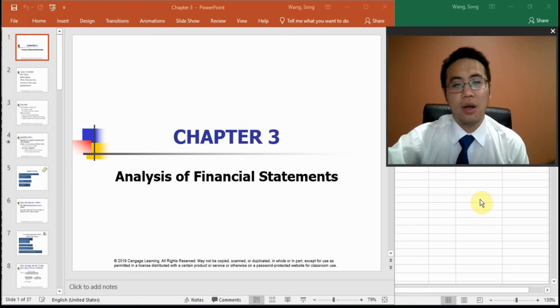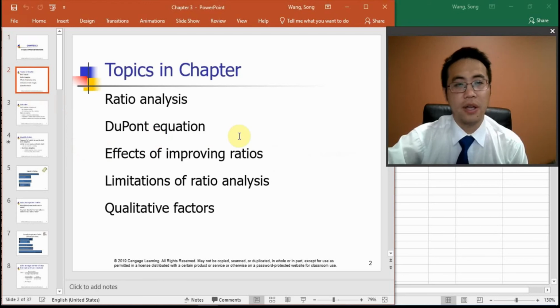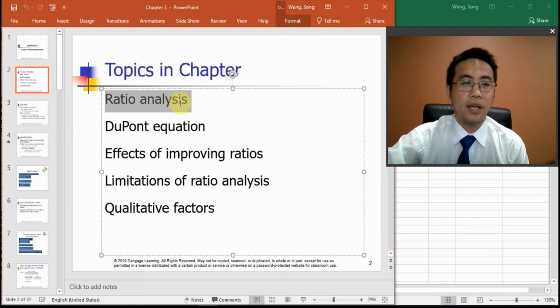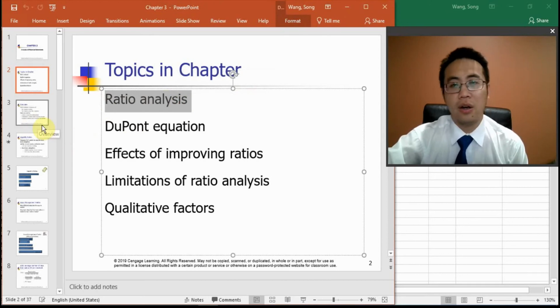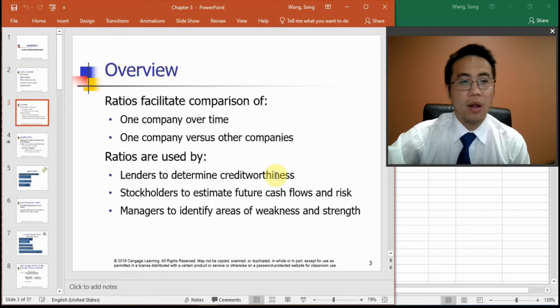And in this chapter, we're going to analyze those numbers, construct the ratios, and then make some decisions based on those ratios. And here are the topics covered in this chapter. So the first topic is the ratio analysis, and there are in total 5 different ratio categories. The goal of a ratio analysis is to use the ratio and make comparisons.